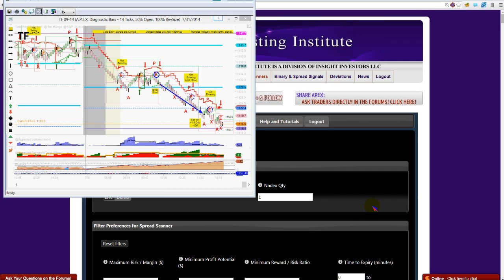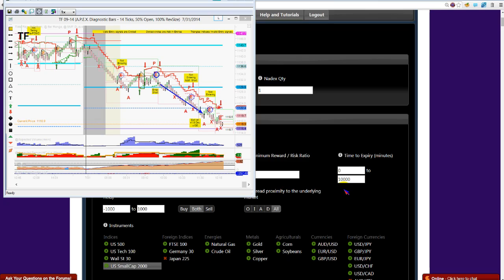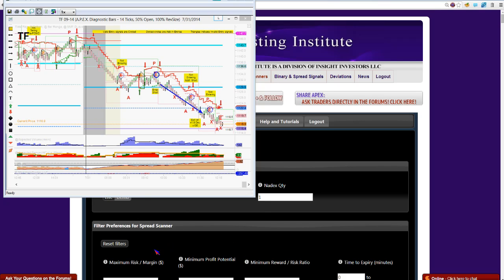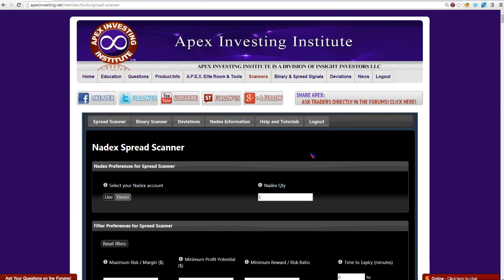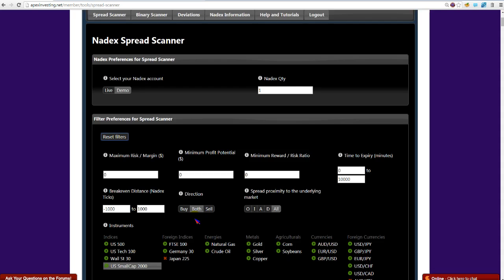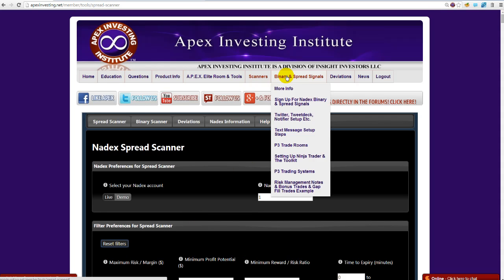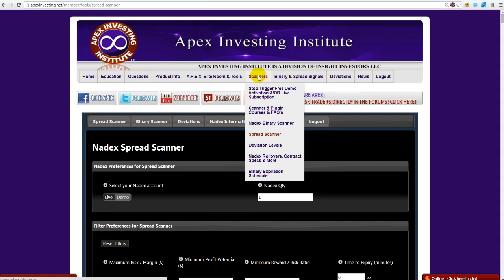A few details for you on how Nadex spreads work. So let's go up here, and what I'm going to do is pull up the spread scanner, and I'm going to reset all my filters. Always learn in demo. You can't break it. Okay, so just start hitting the buttons and learning. And there is a spread scanner course right here under scanners. You can watch that course and watch the stop plug-in course. Okay, there's an FAQ section on the scanner if you have questions.